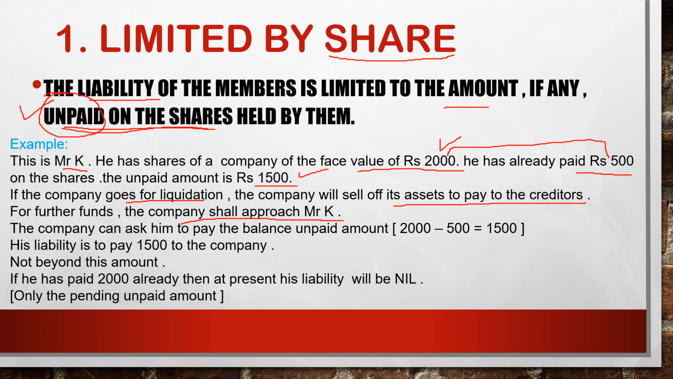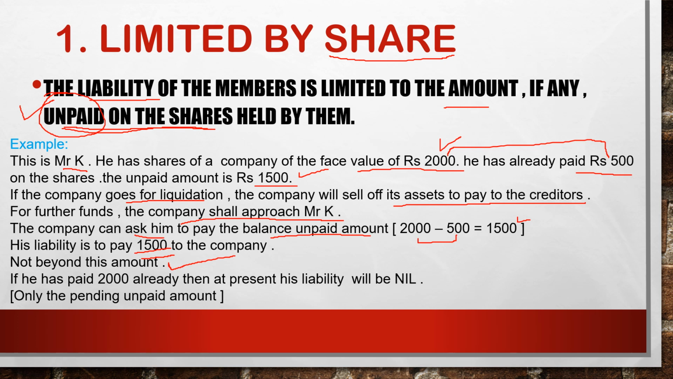Now, my question is, how much money will Mr. K pay to the company? The company can ask him to pay the balance unpaid amount, that is the same 2000 minus 500, 1500 rupees. The liability of Mr. K is just to pay 1500 to the company, not beyond this amount. Even if the company is in a lot of debt, in need of a lot of money, you can't ask Mr. K to pay a single penny more. He will just pay 1500 rupees.